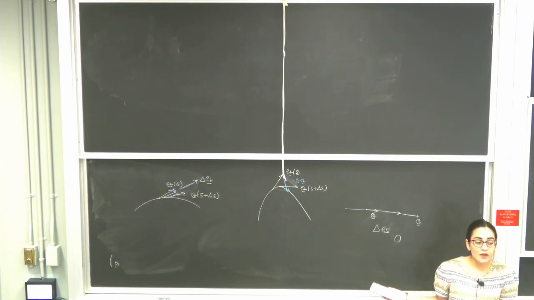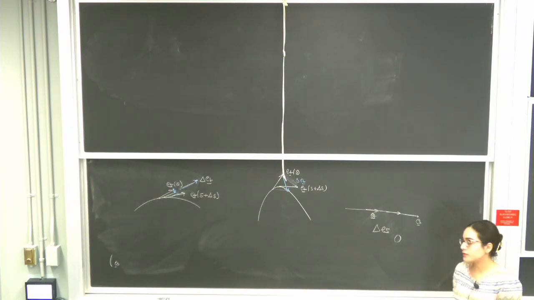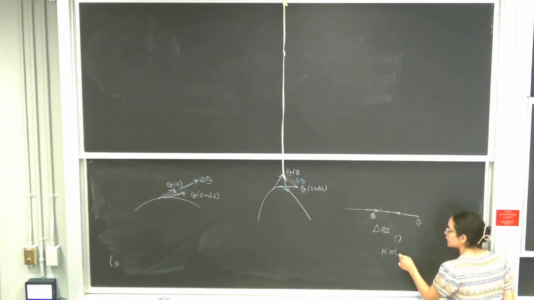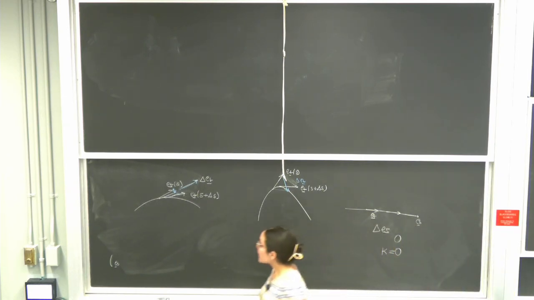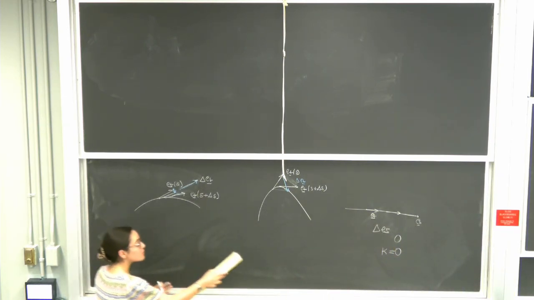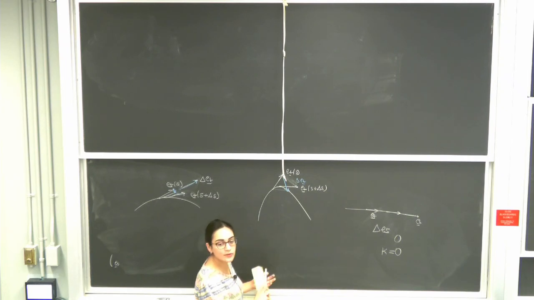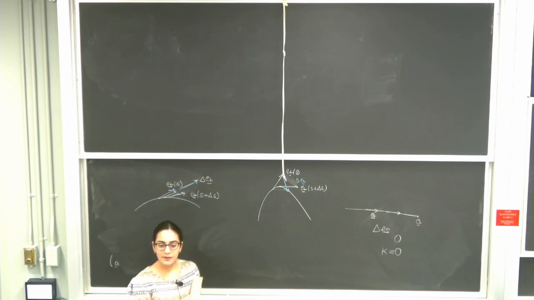So what's the curvature of a straight line? 0. Kappa is equal to 0. And as the curve resembles the straight line more and more, it's going to have less curvature. Does that make sense a little bit? Okay?